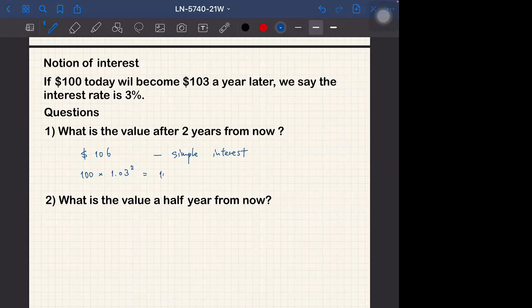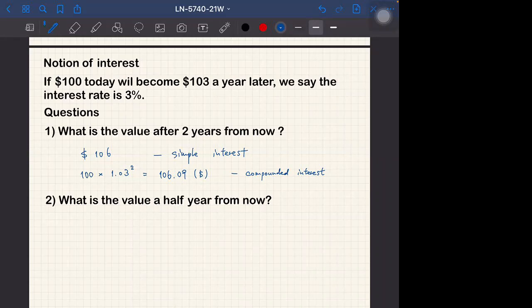So that is $106.09. So this is so-called compounded interest. So we have different types of interest.